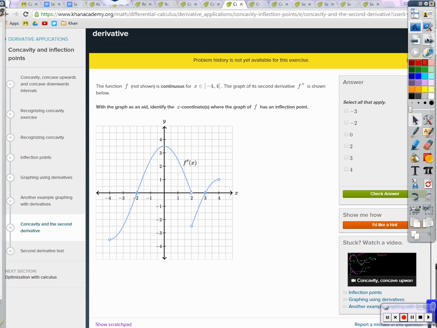Okay, this is the second derivative. So we're looking for the second derivative to change from concave up to concave down? No, positive to negative. Okay, so does that happen anywhere? Yeah. Where? Negative 2 changes from negative to positive, so the original function changes from concave down to concave up. So we have an inflection point at negative 2. We can check that one out. Oh, right. Okay. Here?